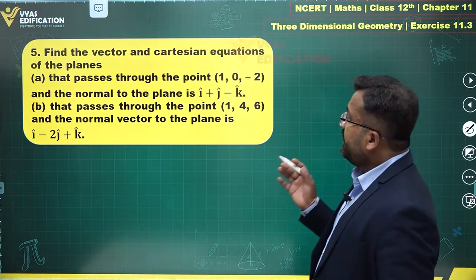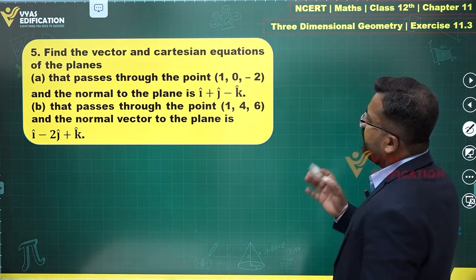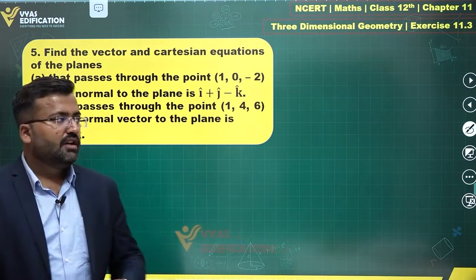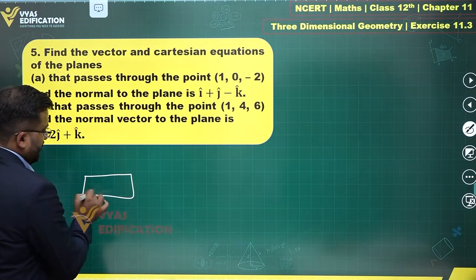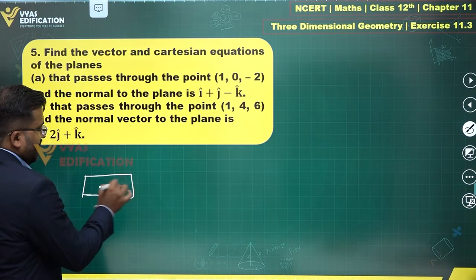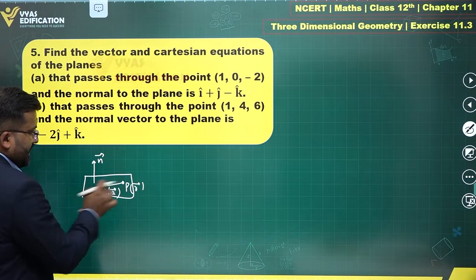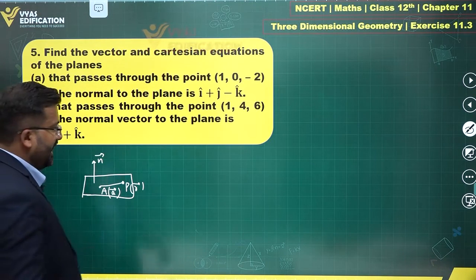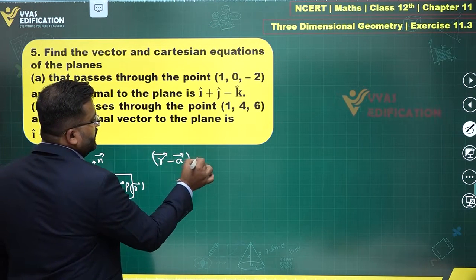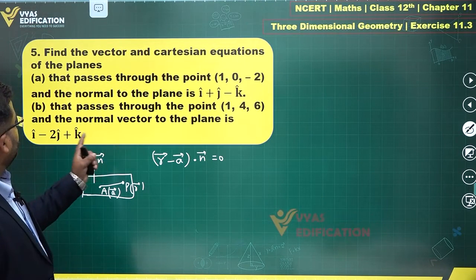Question number 5 says, find the vector and Cartesian equations of the planes, both vector and Cartesian equation, that pass through the point this and the normal to the plane is this. There's a point given and there's a normal given. For any plane, if you're given a particular point, let's say A, whose vector is A vector, and you want to find P, R vector, this is the normal, let's say. You can simply say this vector is perpendicular to this vector for any R, so we'll have R vector minus A vector dot N vector equal to 0. That's the equation of the plane that passes through the point and the normal vector to the plane.